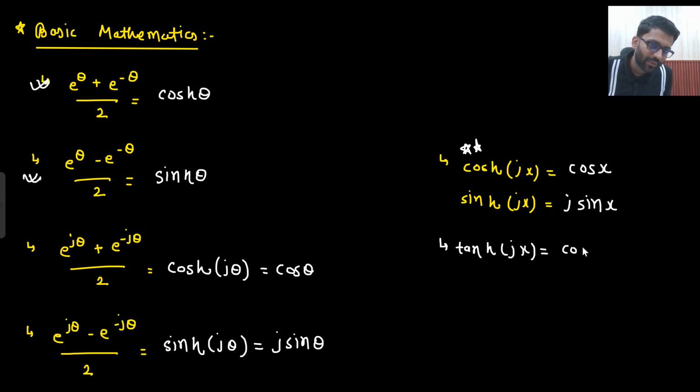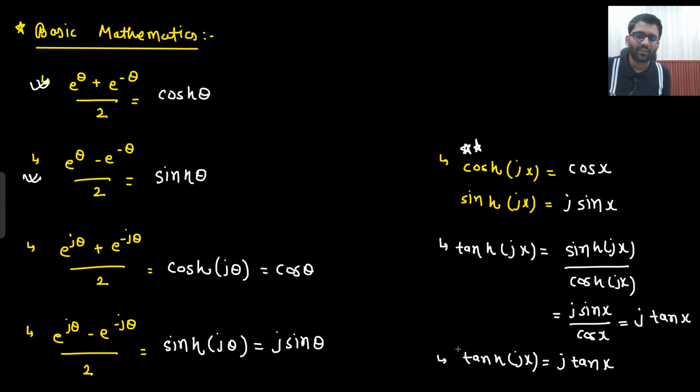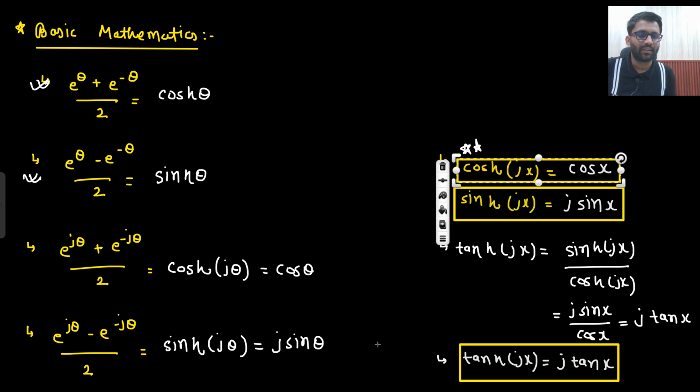So tan hyperbolic jx would be sin hyperbolic jx divided by cos hyperbolic jx. What is the value of sin hyperbolic jx? That is j sin x. And what is the value of cos hyperbolic jx? That is cos x. So what you are getting is j tan x. So from here, tan hyperbolic jx is equal to j tan x. Another result which you need to keep in mind. So in sine j comes out, in tan also j comes out, but in cos nothing comes out. Is that clear to you?